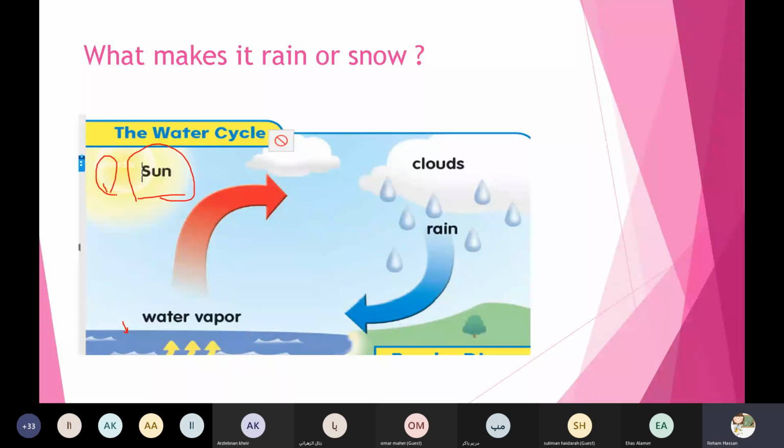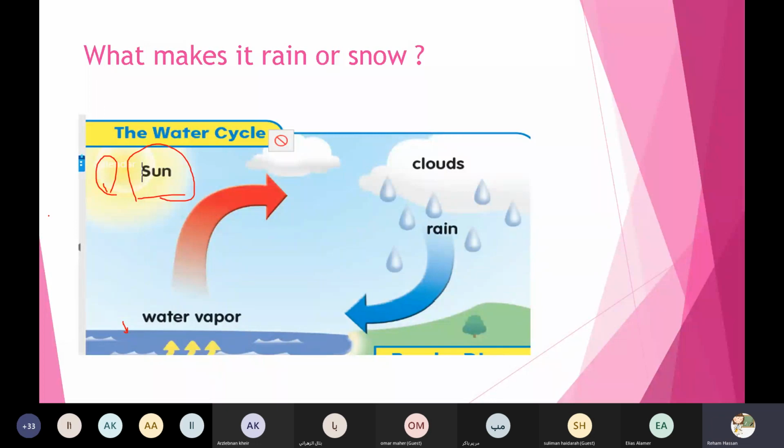Okay. Yes, Amir? So tell me about the water cycle. Number one, the sun can warm the water. The sun warms the ocean, the river. So it warms the water. Amazing. Thanks a lot, Amir.